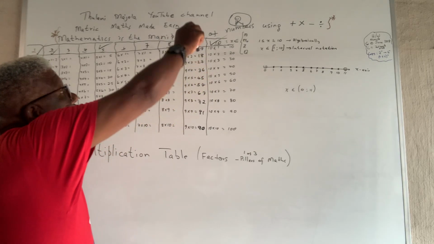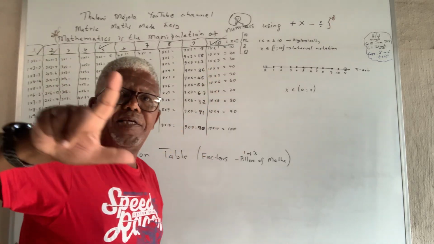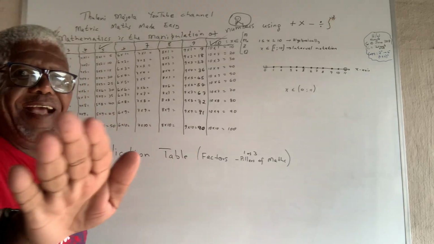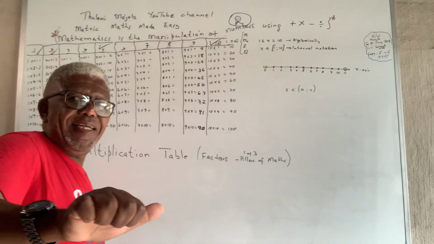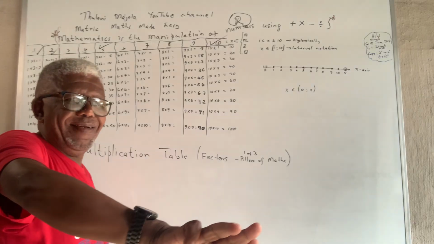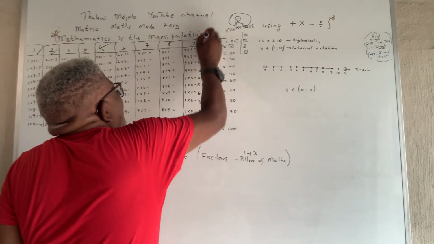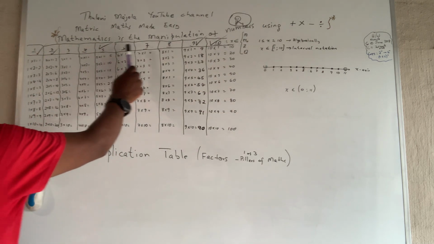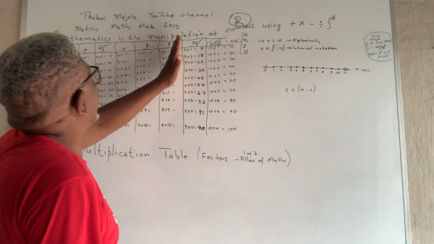9 times 1 is 9. 9 times 2, 18. 9 times 3, 27. 9 times 4, 36. 9 times 5, 45. 9 times 6, 54. 9 times 7, 63. 9 times 8, 72. 9 times 9, 81. 9 times 10, 90. It's another easy one. So, bread and butter. We've got 1, 2, 3, 4, 9. So we are left with 3, 4, 6, 7, and 8.